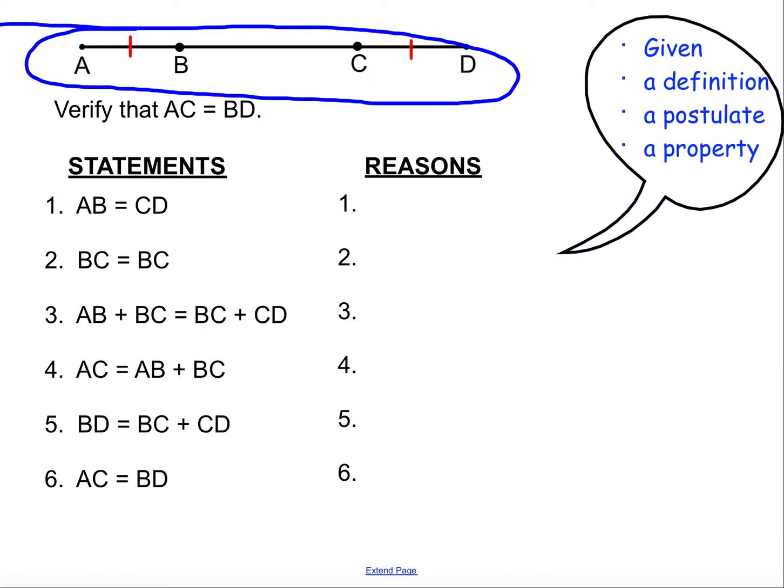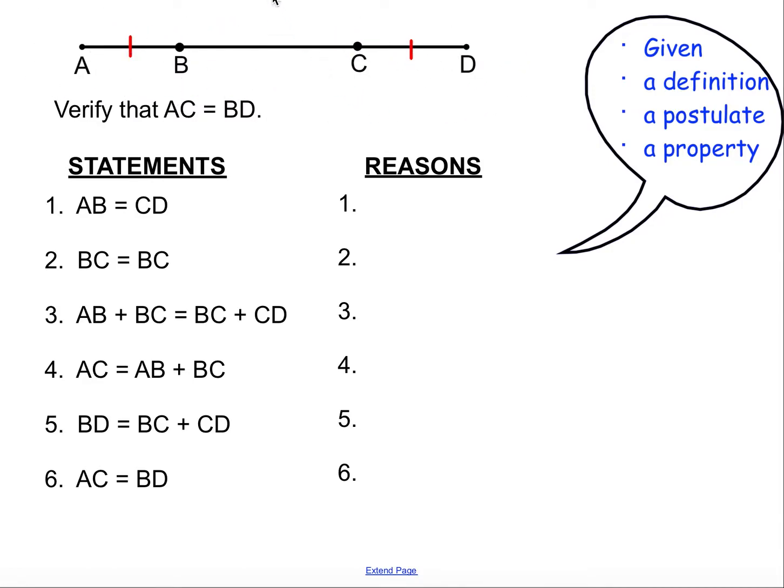Your first couple of statements will always need to be the given information. So look at this picture. Is there any information about this picture that is just given to us right off the bat? Your answer should be yes. We have these two tick marks. What do tick marks mean? Tick marks mean that those segments are congruent. So here, our first statement would be just what's given to us in the picture, and that's AB equals CD. We know that because it is given in the diagram. So we can say that this is true. This is because this is the given information. This is what we know already is true.